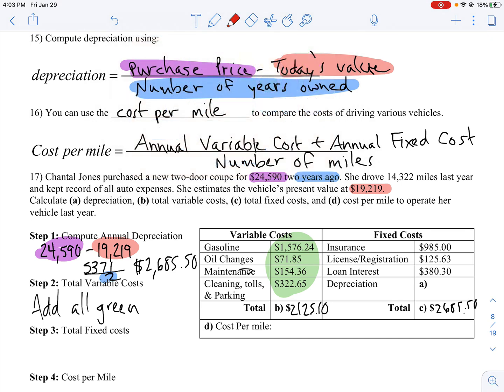Now if we want to find the fixed cost, we're going to add all of the red together. And it looks like I might have put depreciation in the wrong spot, so we're just going to draw an arrow to say just flip-flop these. Whatever. 985 plus 125.63, plus 380.30, plus $2,685.50. So this is going to be $4,176.43.